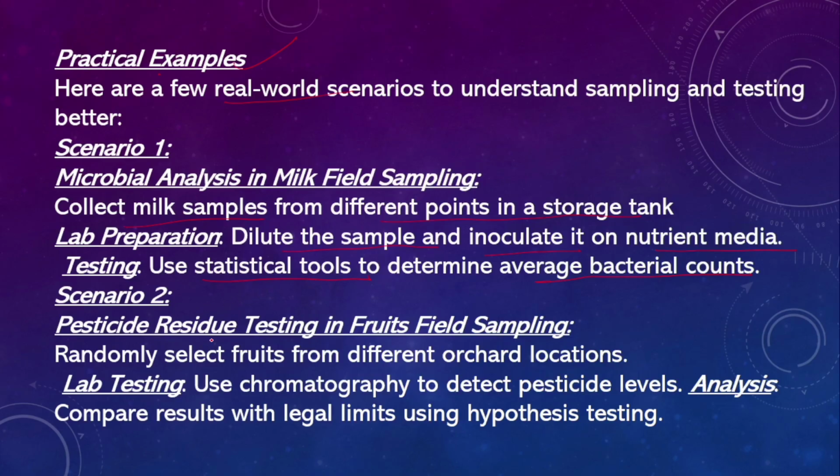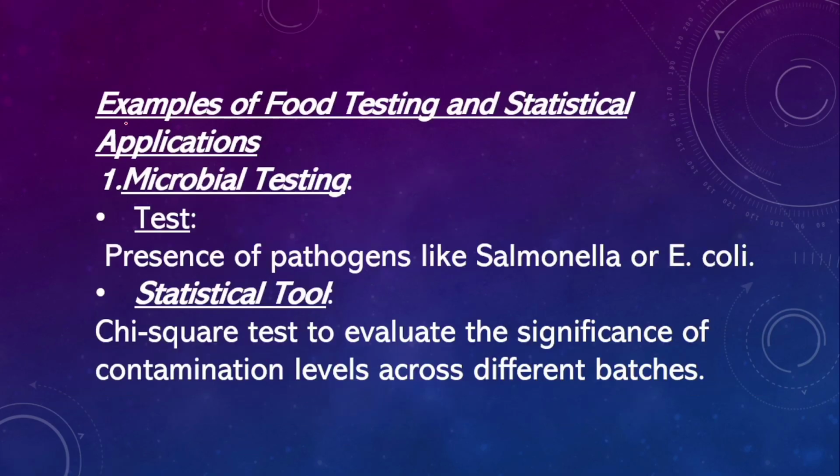Next one is pesticide residue testing in fruit. For field sampling, randomly select fruits from different orchard locations, use chromatography to detect the pesticide levels, and compare results with the legal limits using hypothesis testing. And some more examples of food testing and statistical applications, that is, microbial testing. The test is for the presence of pathogens like Salmonella or E. coli.